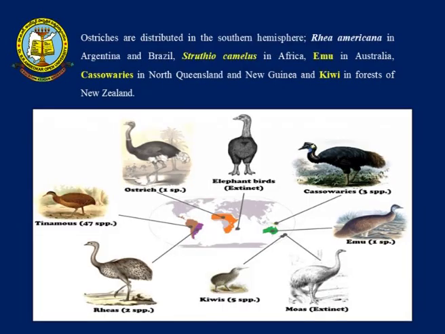And the ostriches over here, which are distributed in the southern hemisphere: the Rhea americana in Argentina and Brazil, Struthio camelus, that is the ostrich, in Africa, Emu in Australia, Cassowaries in North Queensland and New Guinea, and Kiwi in the forests of New Zealand.